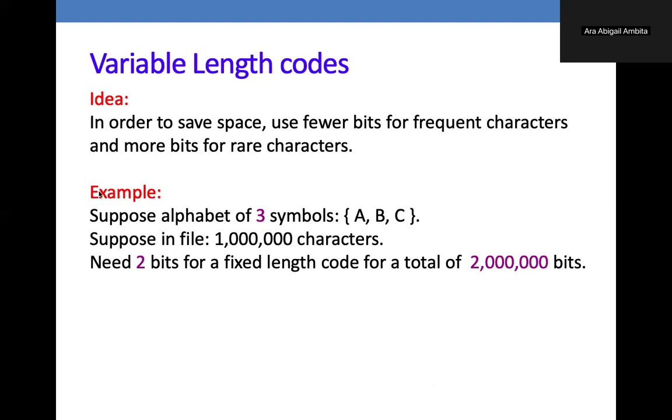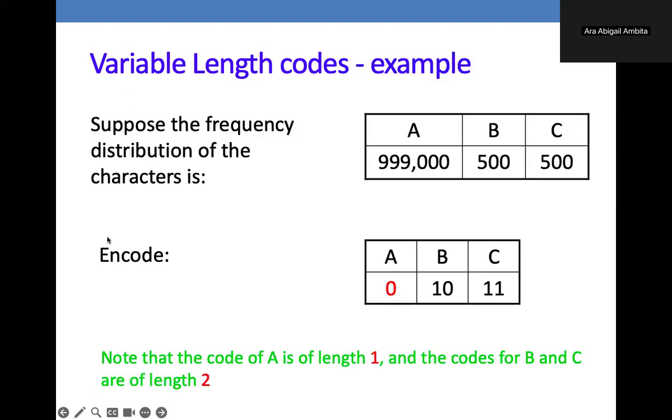Okay. So for example, we have an alphabet of 3 symbols, A, B, and then C. So each of these characters or each of these symbols is represented by 2 bits. Okay. We have 2 bits for A, 2 bits for B, and 2 bits for C. Okay? So if we have 1,000,000 characters, then what is the total space usage in bits that we need? That would be 2 million. So that's just the 1 million characters times the 2 bits code length.